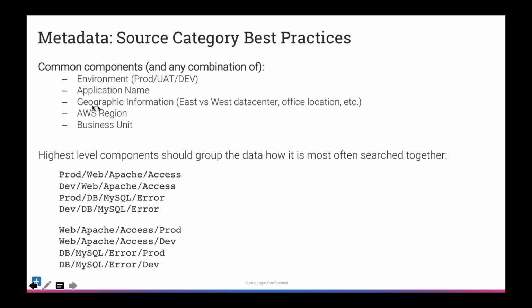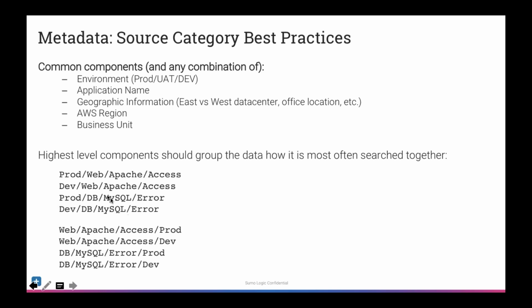The name of the app, some geographic information, for example the AWS region, and some sort of business unit naming in there. So here's a good example of how it could be set up: Prod web Apache Access, dev web Apache Access, prod db MySQL error, and dev db MySQL error.